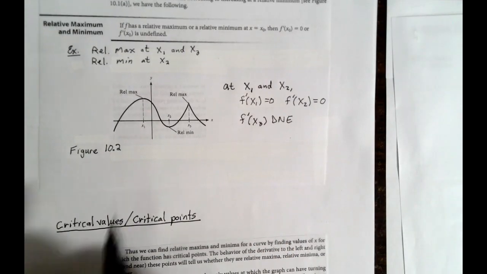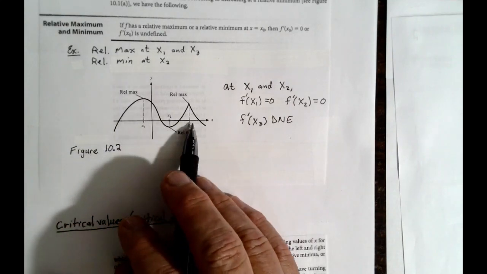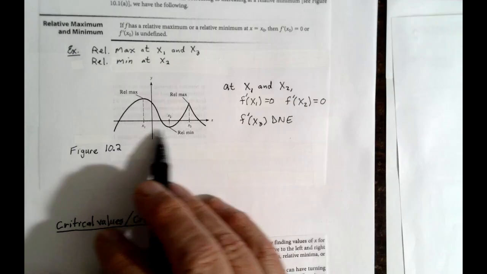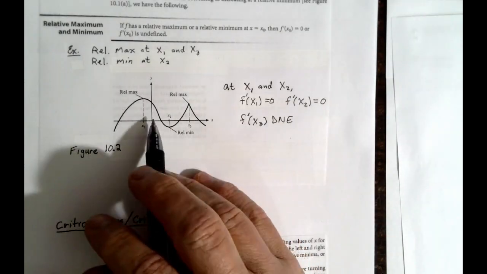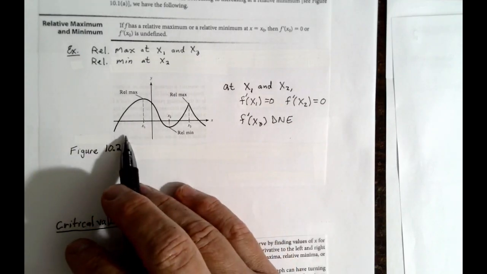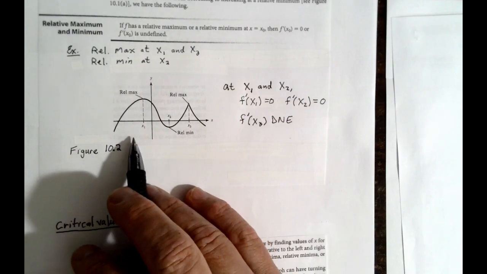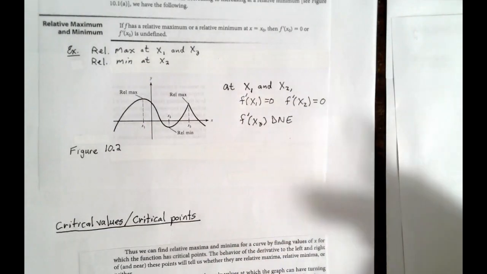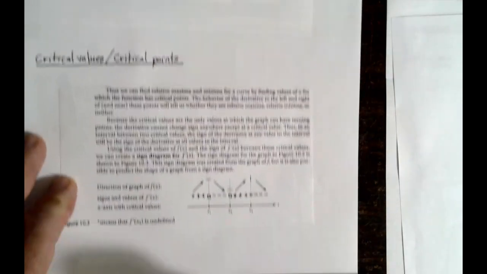Either way. Typically these x values that will give you these relative max or mins, or possible relative max or mins, are called critical values. These are places where the first derivative is either 0 or undefined. And these might give you a critical point. It just depends on what you find when you plug x into the original function.